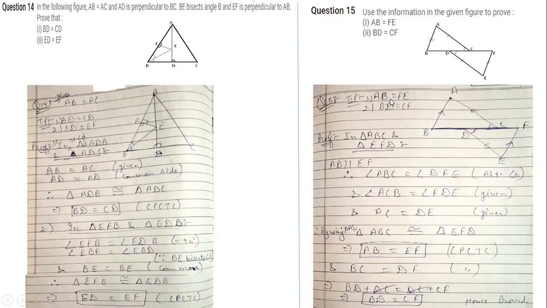So, come to the last question of this exercise, question number 15. We have to use the given information and prove that AB is equal to FE and BD is equal to CF. Come to the proof part. In triangle ABC and triangle EFD, AB is parallel to FE. This is given according to the figure. The figure says AC is equal to ED and EF is parallel to AB.